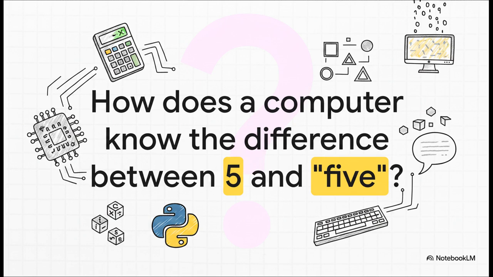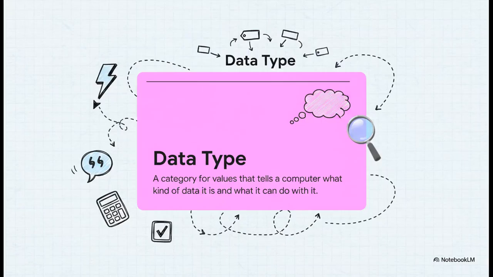To you and me, the number 5 and the word 5 are, well, obviously related, but they are not the same thing. You can do math with one, but not the other, right? So how does a computer, a machine that really just sees ones and zeros, understand that fundamental difference? Well, the answer is actually pretty elegant. It's all about data types.